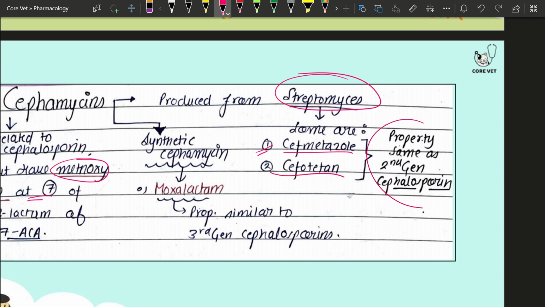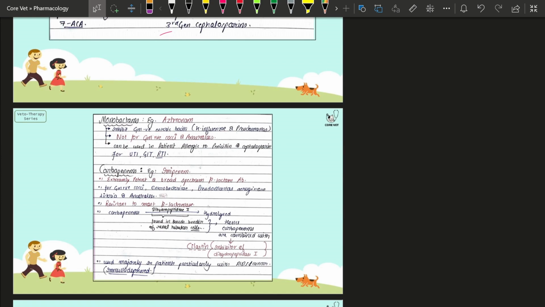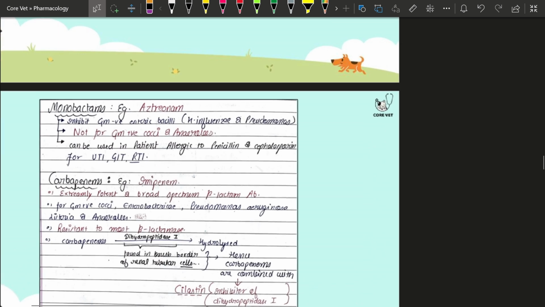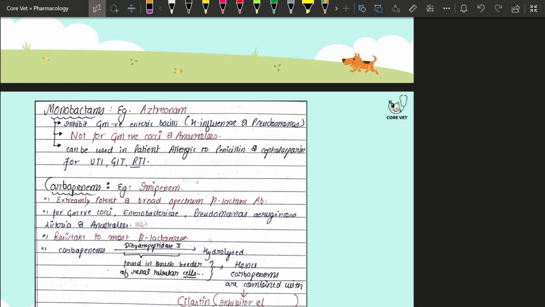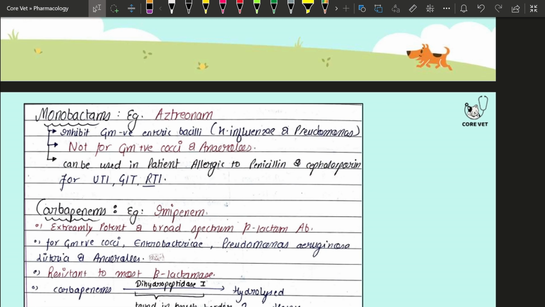And they have properties similar to the second generation cephalosporin, right? If we talk about the synthetic cephamycin, it's moxalactam, a beta-lactam whose properties are similar to the third generation cephalosporin. Now coming on to the several beta-lactams that remain, because you have to have knowledge about all the beta-lactams. The next beta-lactam is the monobactams. An example of the monobactam is aztreonam.